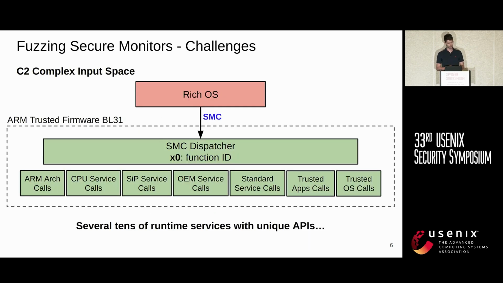A second major challenge when fuzzing secure monitors is the rather complex input space of the SMC interface. So while at first glance the secure monitor simply switches between the normal and the secure world, we found that it has a lot more tasks. So, for example, vendors can implement several tens of so-called runtime services that can offer a diversity of functionalities. So when an SMC arrives, it is handled by a global dispatcher, and then it is forwarded based on the function ID to a specific runtime service. And each of these runtime services has a unique API, and so a fuzzer without any prior knowledge has a hard time finding good inputs for these runtime services.